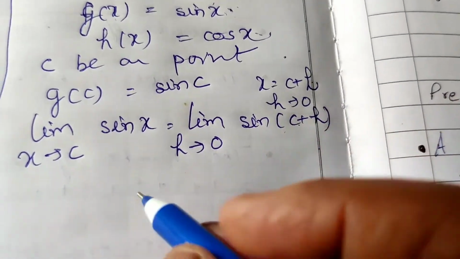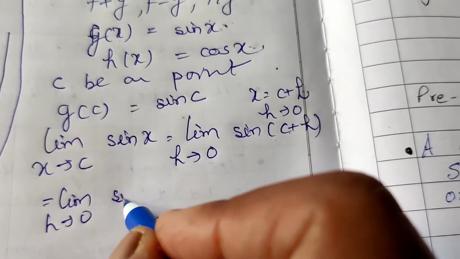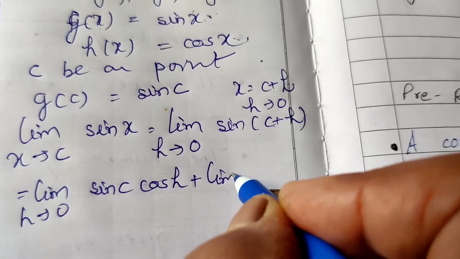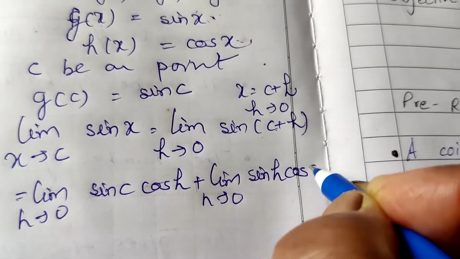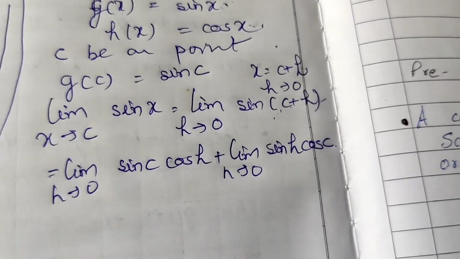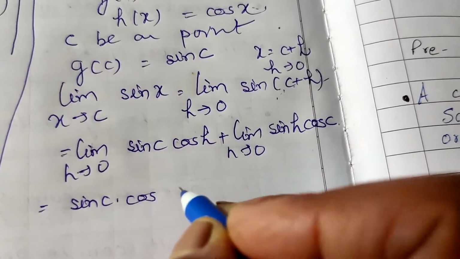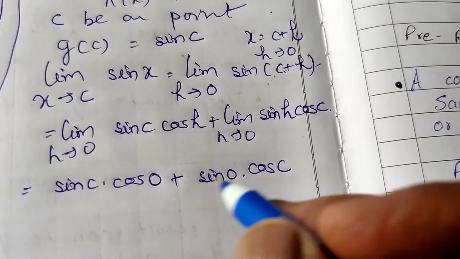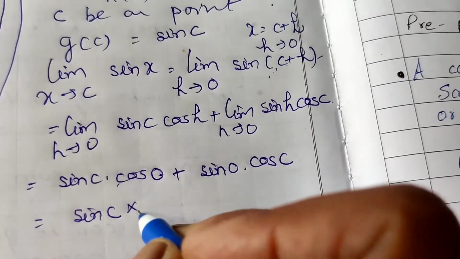So sin(a plus b) equals limit h tends to 0 of sin c cos h plus limit of sin h cos c, using the formula sin A cos B plus cos A sin B. Now put h equal to 0: sin c into cos 0 degree plus sin 0 degree cos c. Sin 0 equals 0 and cos 0 equals 1. It means it is equal to sin c.